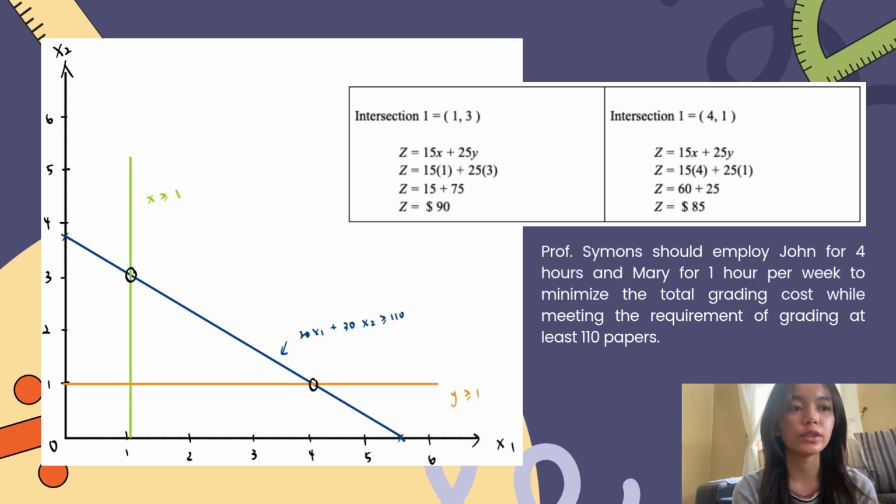In conclusion, the professor should assign John to work 4 hours and Mary to work 1 hour because this combination satisfies all constraints and gives the lowest possible cost.